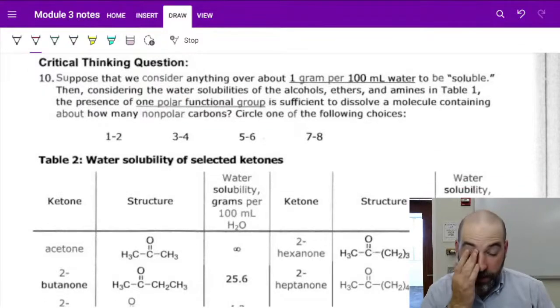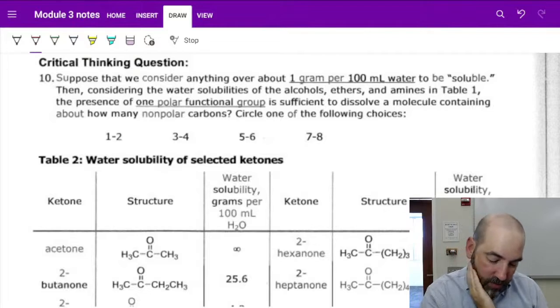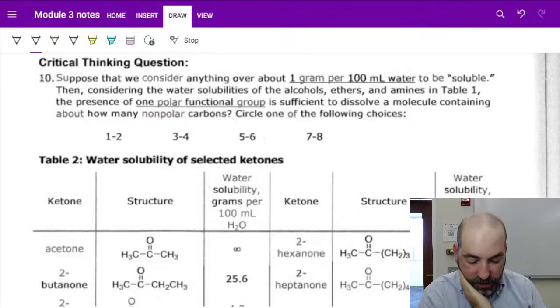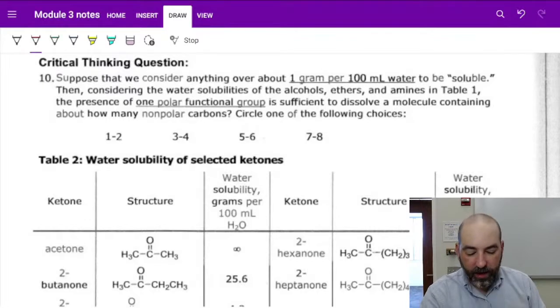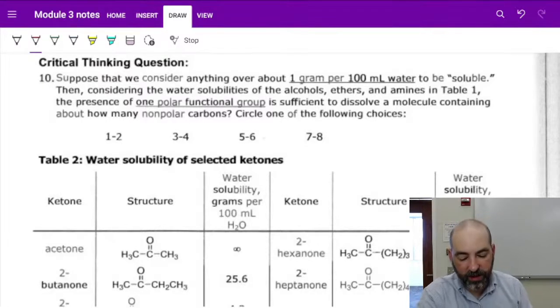Okay, this is a little bit of a complicated question. So now we're going to start talking more about water solubility. So how much does something dissolve in water? Suppose that we consider anything over about 1 gram per 100 milliliters water to be soluble. Then, considering the water solubilities of the stuff in Table 1, the presence of one polar functional group is sufficient to dissolve a molecule containing about how many nonpolar carbons?